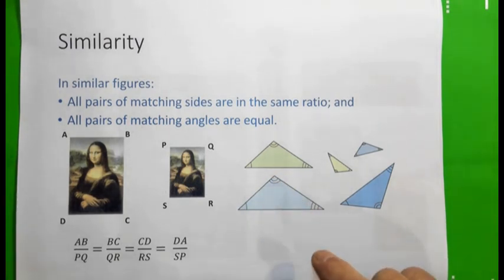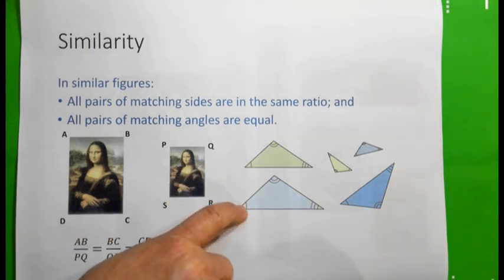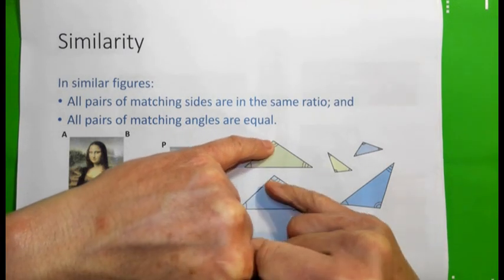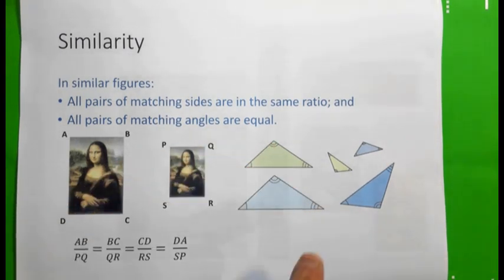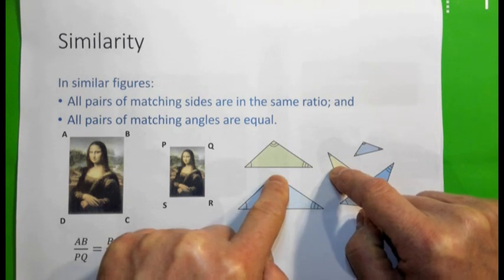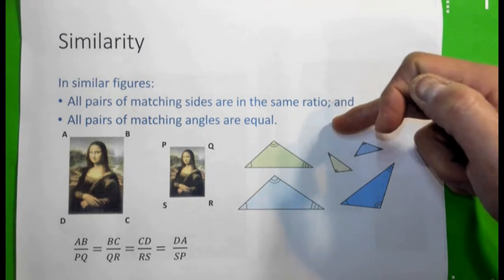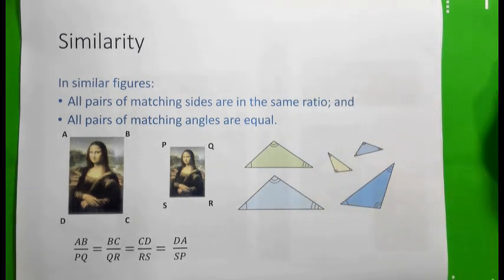For similar triangles, in this case, look at the matching pairs of the sides. The angles are the same, that's the same, and that's the same. For the smaller one, this is similar to this because this angle is the same as that one, that is the same as this, and this is the same as that, and so on and so forth. Now, this is actually similarity: the two conditions, all pairs of matching sides are in the same ratio and all pairs of matching angles are equal. Let's have a look at similar triangles.